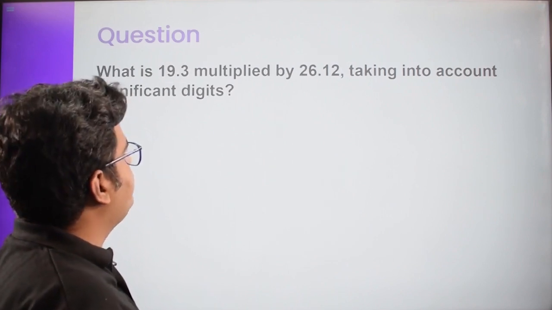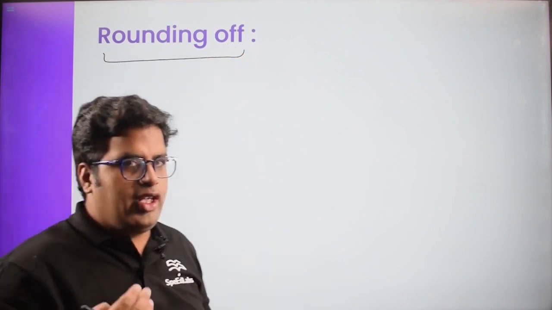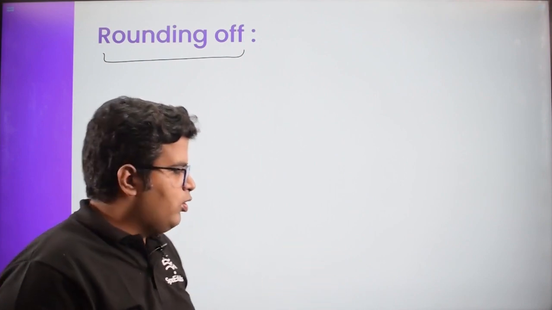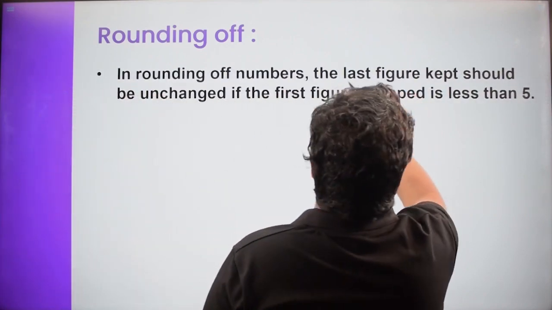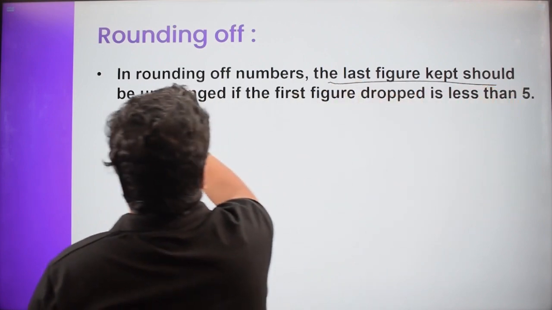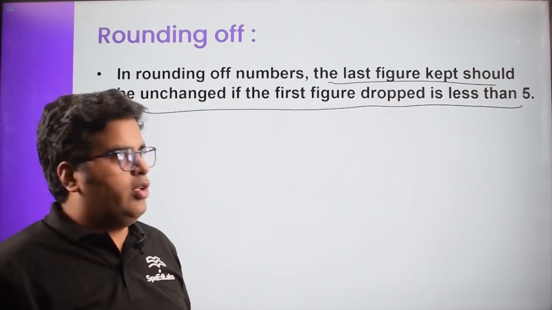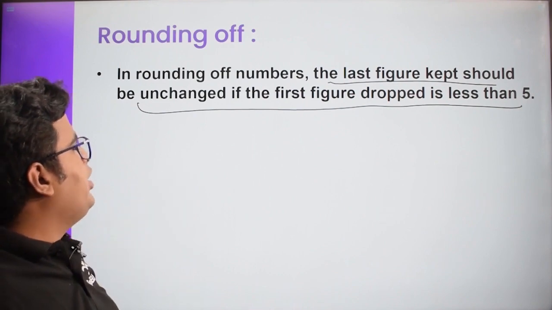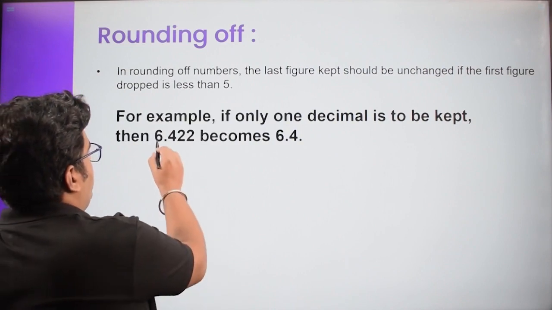Now we have rounding off. That's an important concept, that is, we have to basically round off, right? So again, as you have seen in significant figures, there were some rules, so in rounding off also we have certain rules applicable to it. So first is, in rounding off the numbers, the last figure kept should be unchanged if the first figure dropped is less than 5. Means whatever you are dropping, if it is less than 5, then the last figure kept should be unchanged. Let's say we have an example, that is 6.422, right?